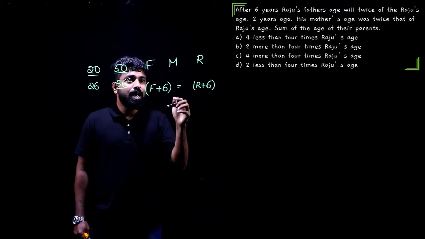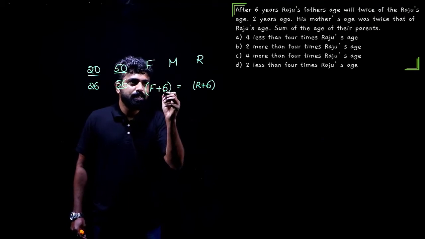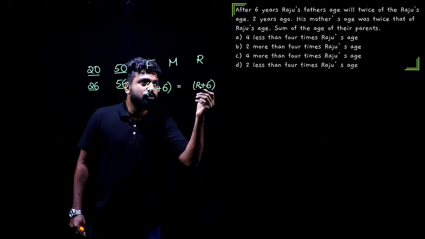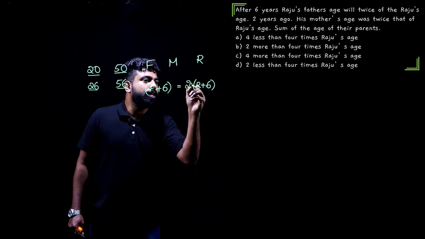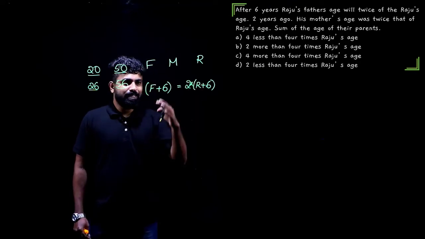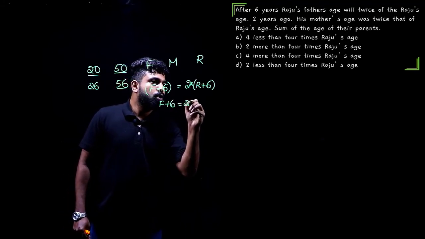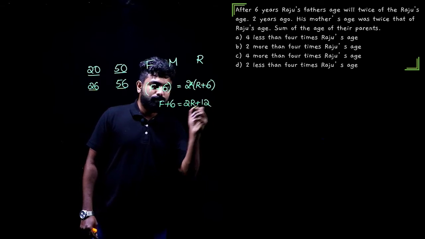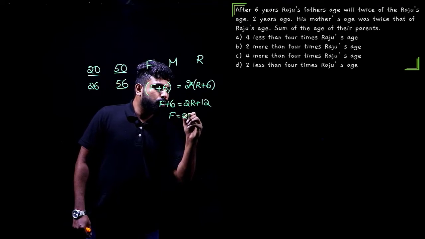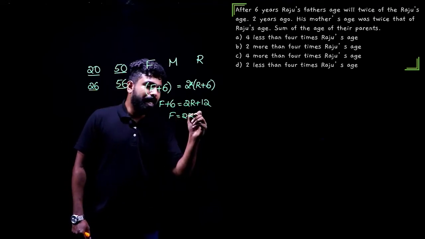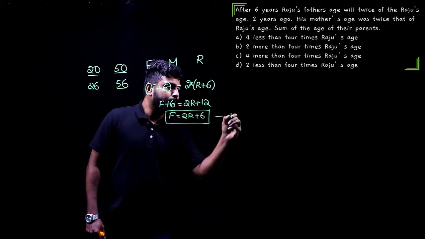Now what have they told us? After 6 years, Raju's father's age, F plus 6, will be equal to twice the age of Raju at that time. At that time, Raju's age was R plus 6. So twice this age, 2 into R plus 6. If I simplify this, I'll get F plus 6 equal to 2R plus 12. So his father's age F will be equal to 2R plus 12 minus 6, that will be 2R plus 6. This will be the age of his father. Let me consider this to be my equation number 1.